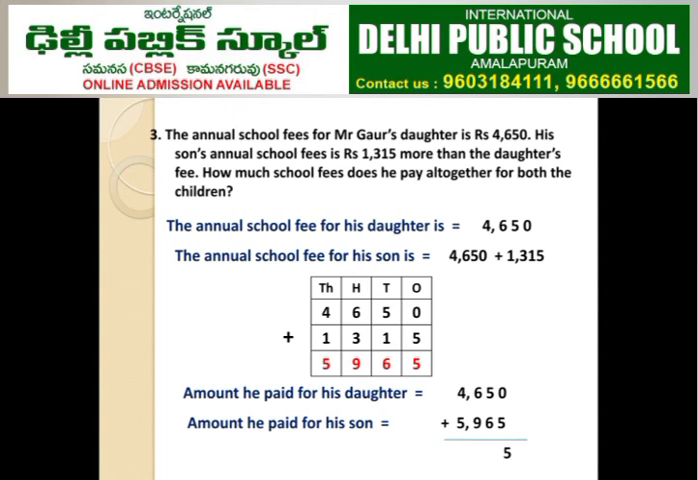So let's start from the ones place. 0 plus 5, it is 5. 5 plus 6, it is 11. 6 plus 9 plus 1, so it is 16. 4 plus 5 plus 1, it is 10. So in total, he is paying 10,615 for his daughter and son's annual school fees. He is paying 10,615 rupees.